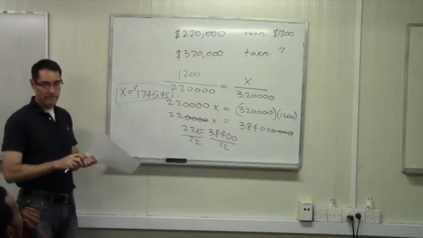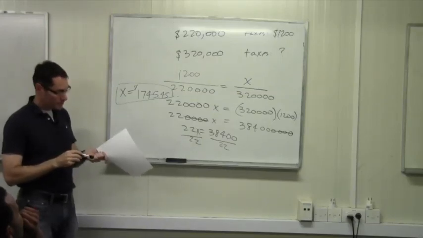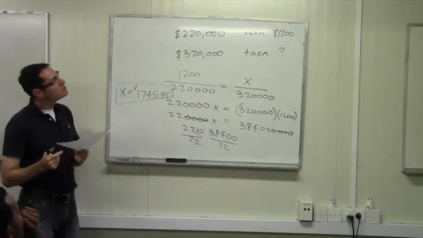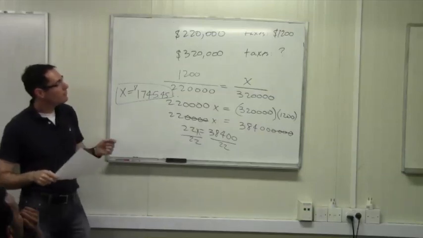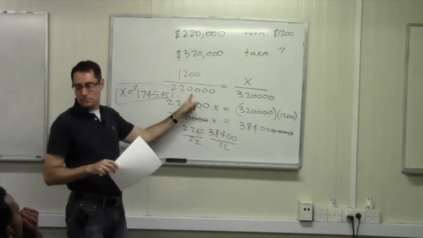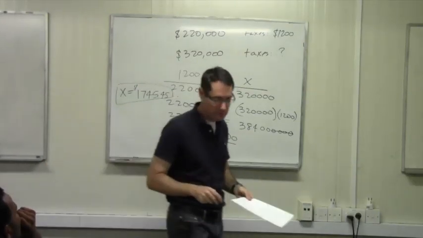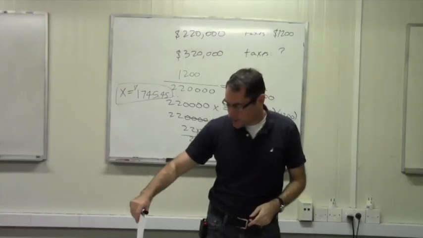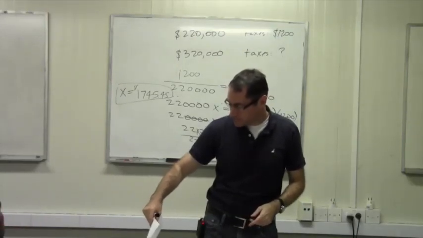Okay. What's that? Is it like 10%? I don't know. What is 1,200 divided by 220,000? Do that on your calculators. You got it. And that would tell you, and then multiply by 100, and you get the percent.